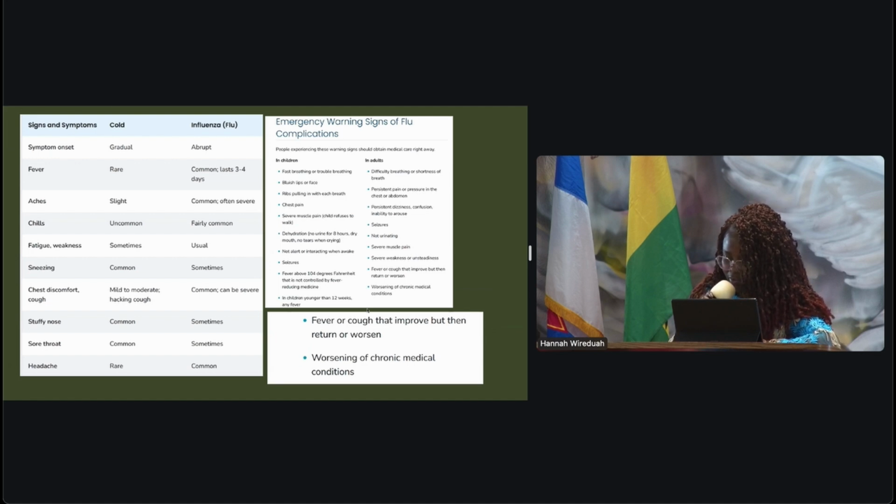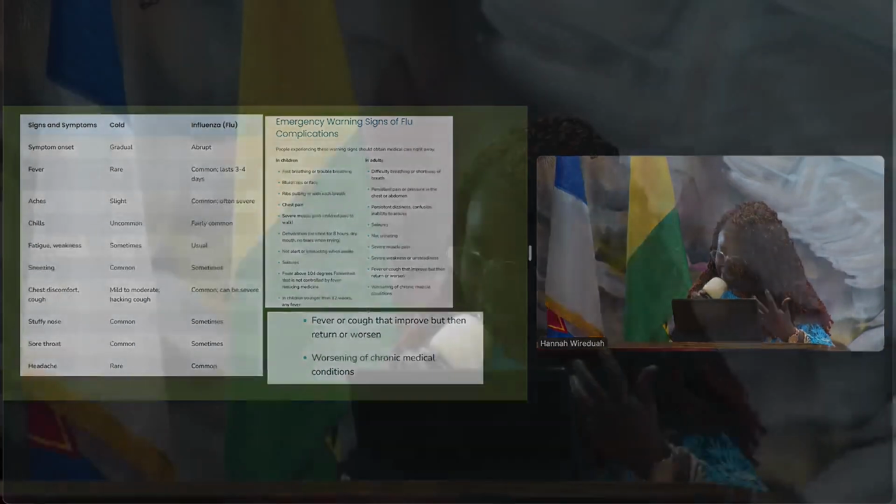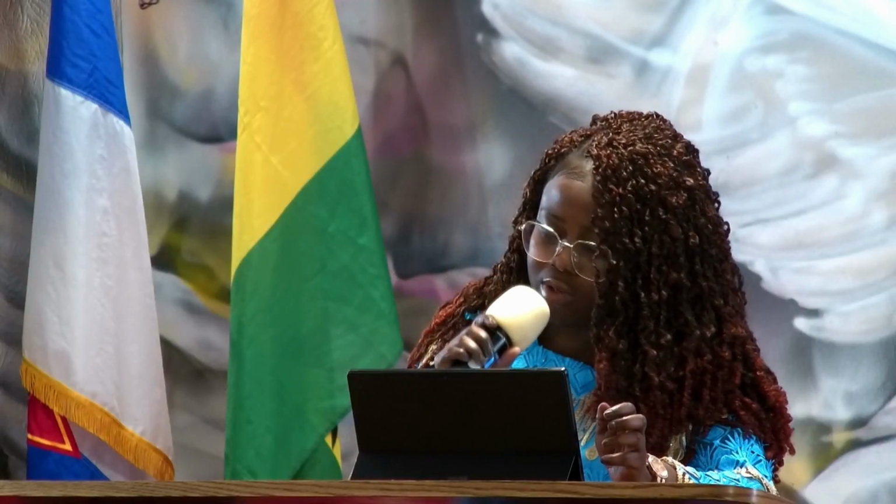If a person has a fever and a cough that comes back but is worse, call the hospital immediately. And if you face a worsening chronic medical condition, such as diabetes, and you get flu, the diabetes gets worse. And these are also emergency warnings when flu is complicated.